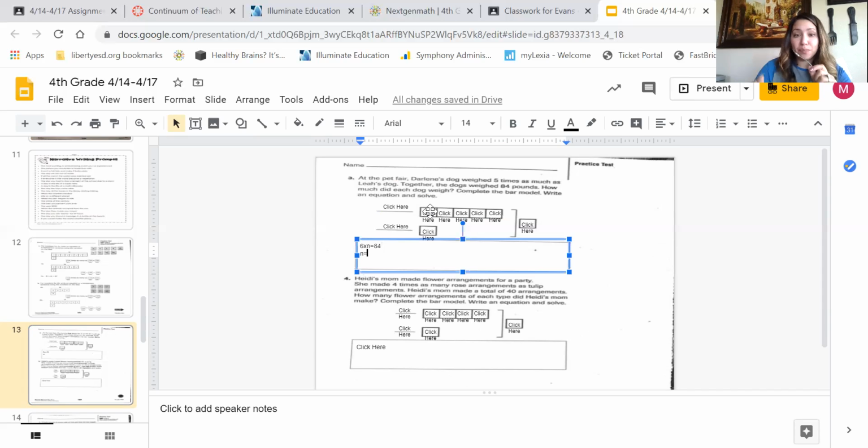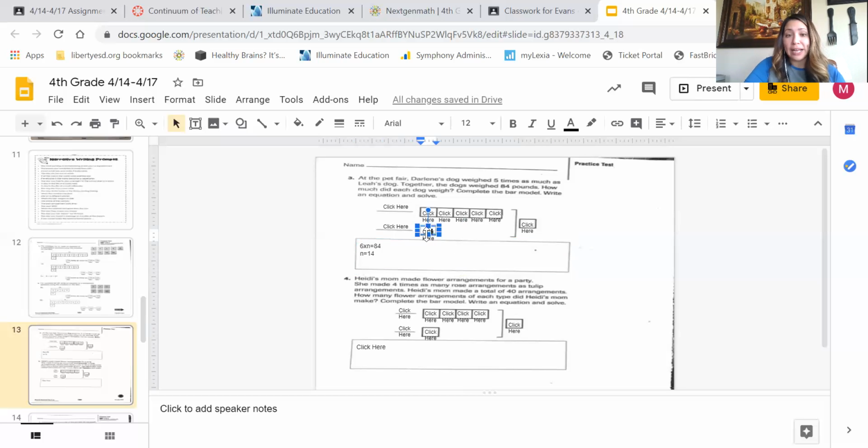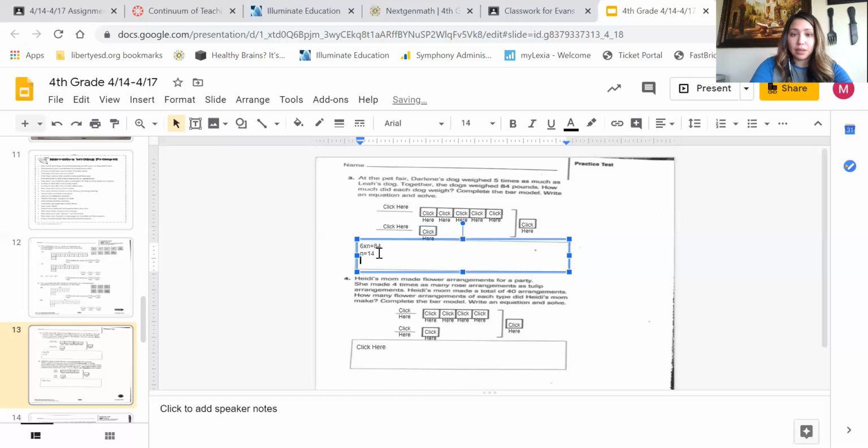And so if you were to work out the problem, I'll do this one for you guys here. 6 times 14 equals 84, right? So n equals 14. However, remember, I don't stop there because I need to know how much both dogs weigh. So I know n, right, here, okay? Leia only has 1 box. So Leia's dog weighs 14 pounds.